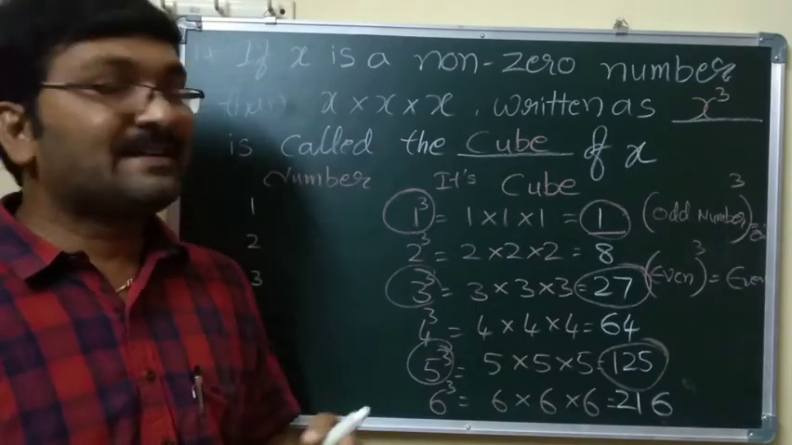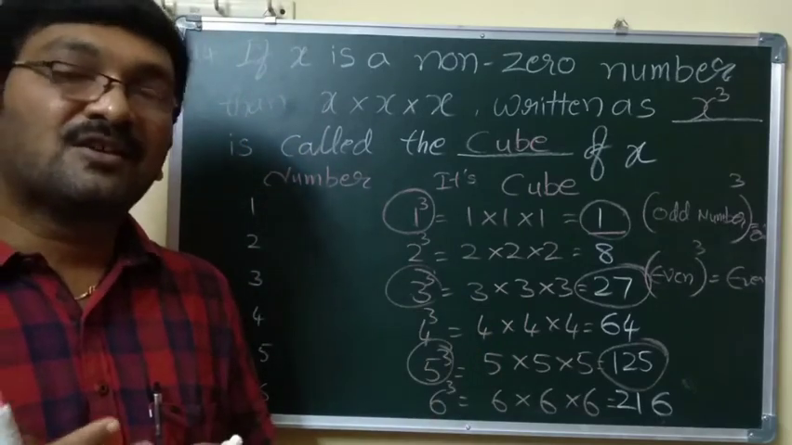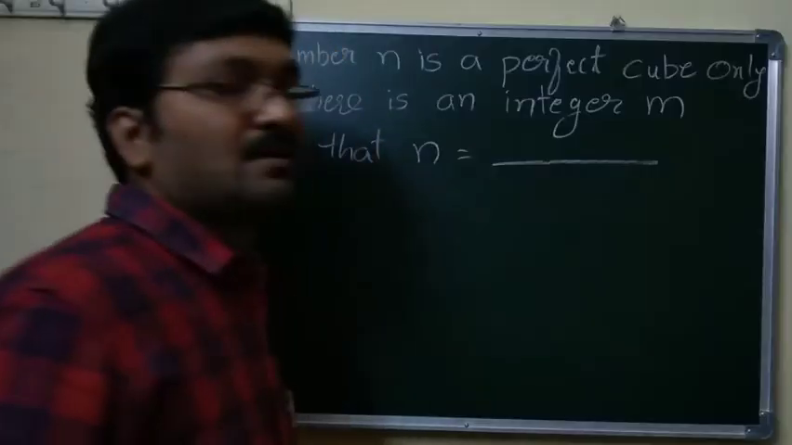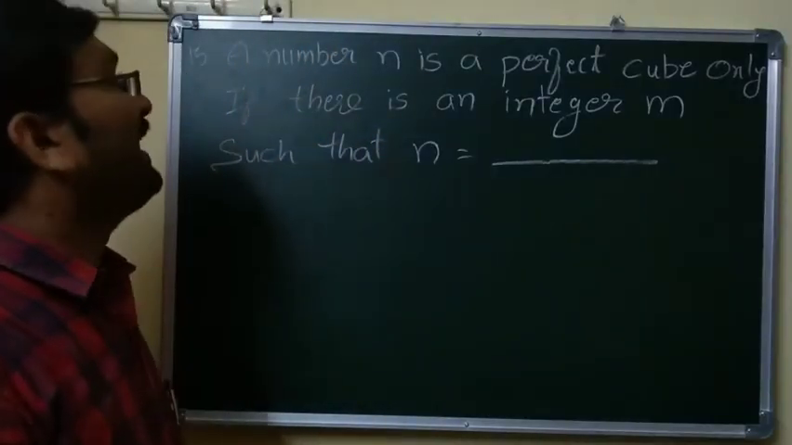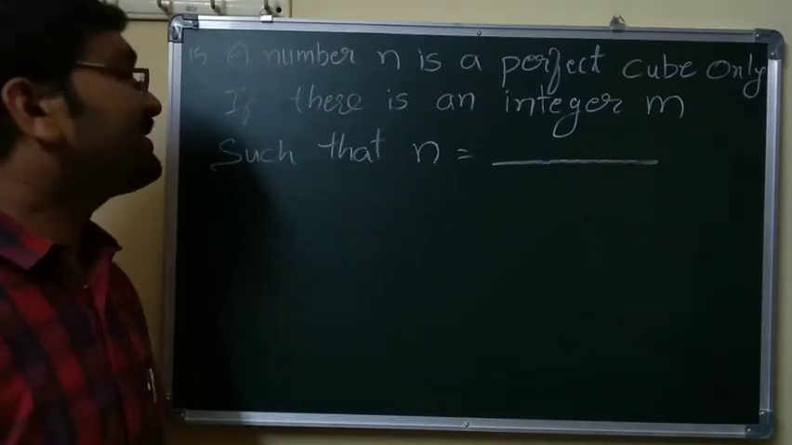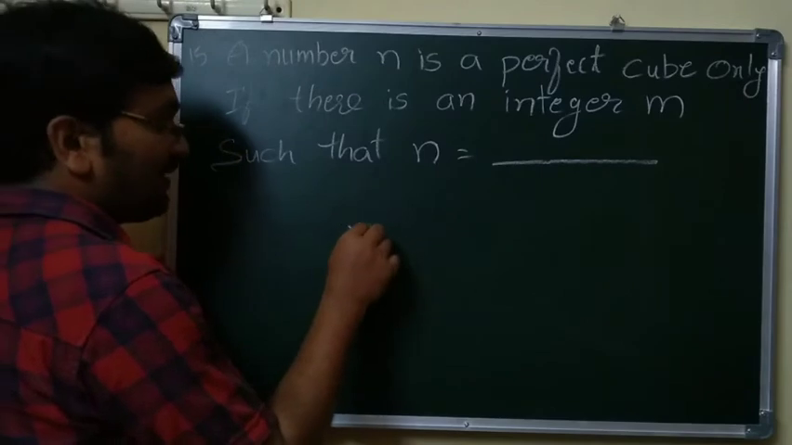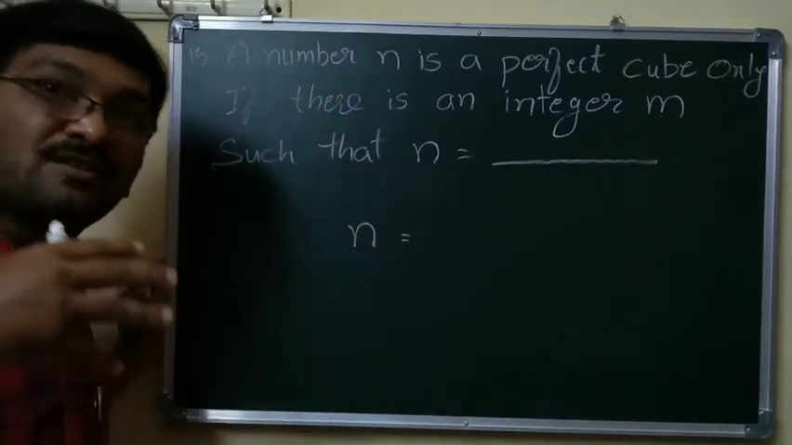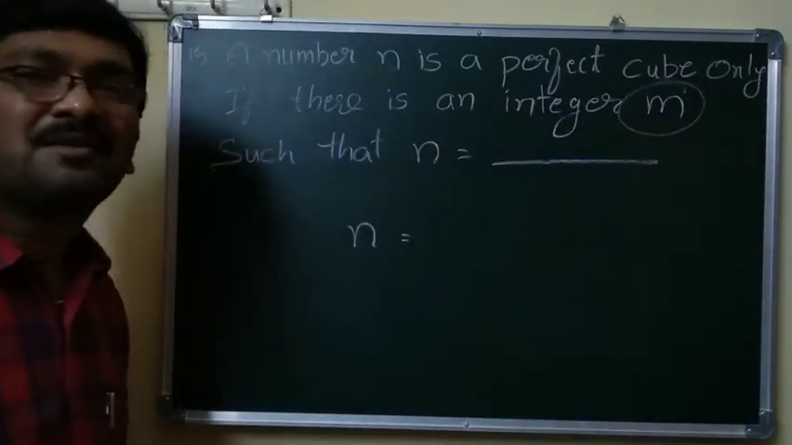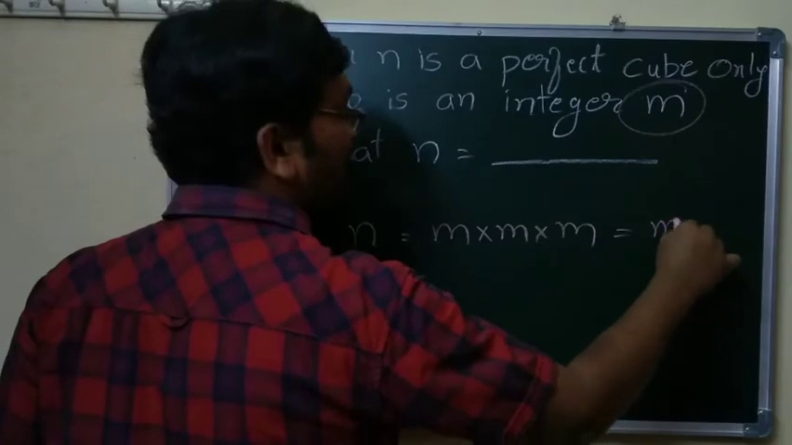This also helps in finding the cube root. Now I wrote the cube, so we can write the cube root also. I will explain that in the next problem where it comes. The next one is the 15th question: a number n is a perfect cube only if there is an integer m such that n equals m into m into m. See, when we say a number is a cube, here they gave m. So that is m into m into m; otherwise we can write m cube also.